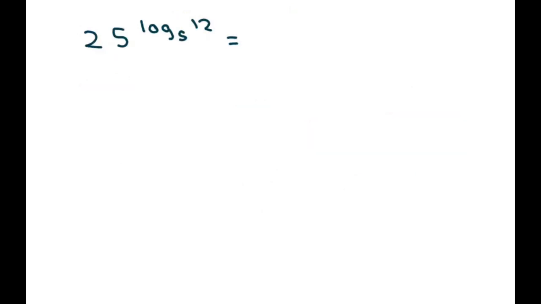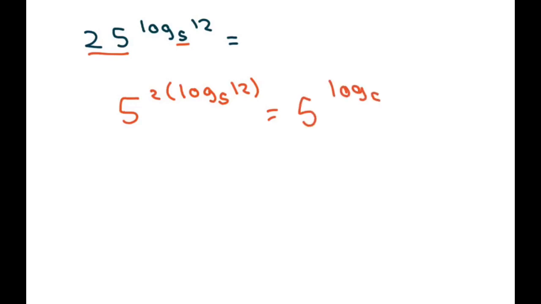Okay, the next one is this one. I want my bases to be the same, so this one's a little easier. We're going to do 5 squared times log base 5 of 12. Use your power property. So we're going to get 5 times log base 5 of 12 squared. Based on our formula, that means that's our answer. So 12 squared equals 144.